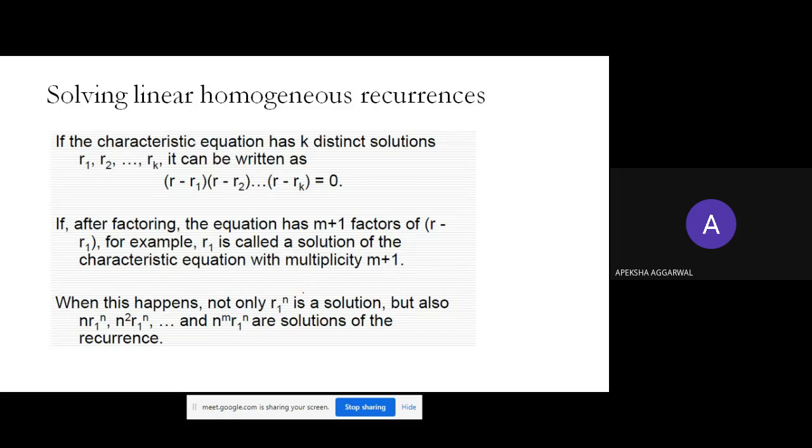Now, अभी तक we have seen like alpha into r to the power n is a solution. Alpha 1 r1 to the power n plus alpha 2 r2 to the power n and so on is also a solution. Now they are saying that n to the power m, n to the power 1, n to the power 2 multiplied by r to the power n is also a solution. Instead of multiplying it with a constant, we are multiplying it with powers of n. Clear? n r to the power n, n square r to the power n, and so on, n to the power m. Any powers of n multiplied by r to the power n is also a solution.